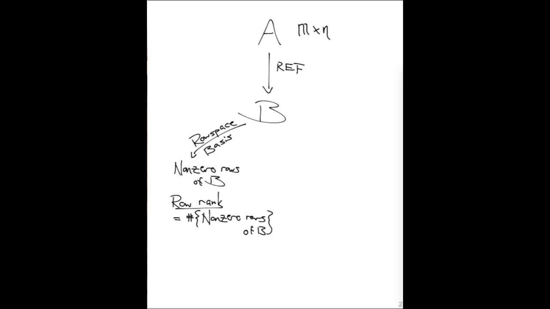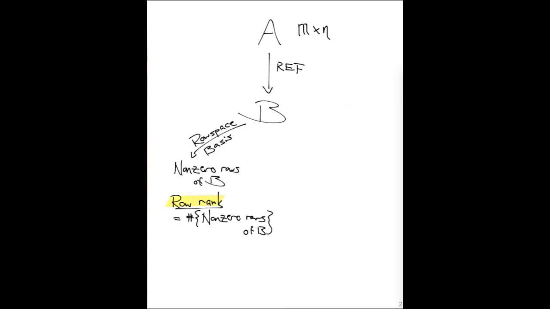Those give us a basis for the row space of A. Here's the picture. We go row echelon form down to B, and then to get a row space basis, we just pick off the non-zero rows of B, and that gives us a basis for the row space. And therefore, the row rank is equal to the number of non-zero rows of B.